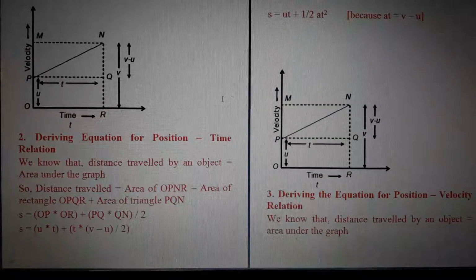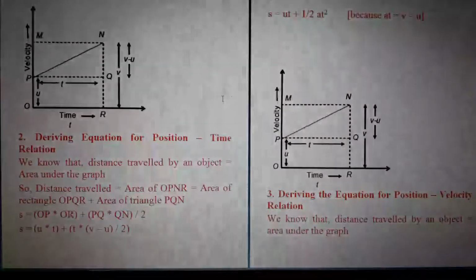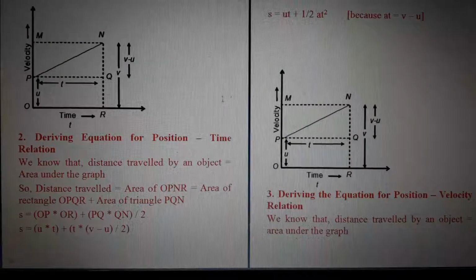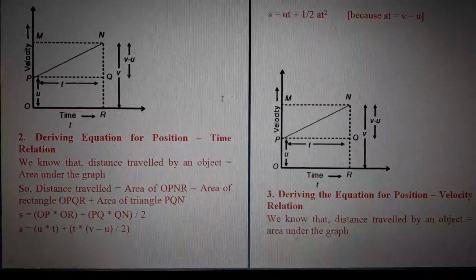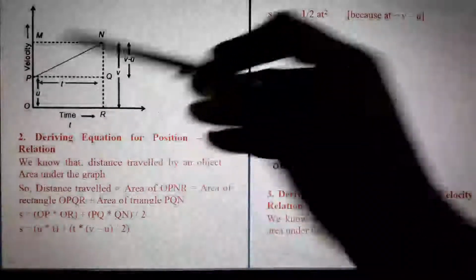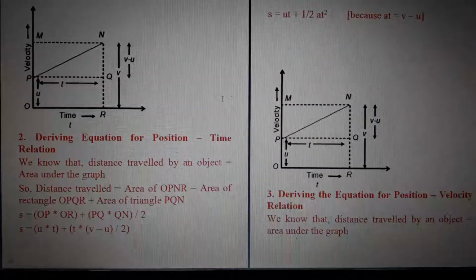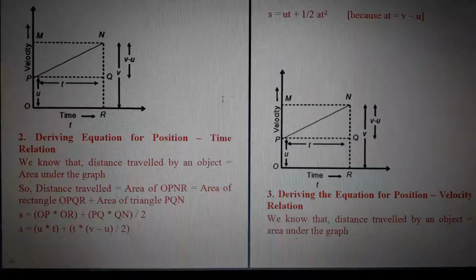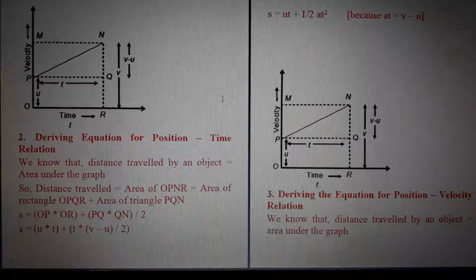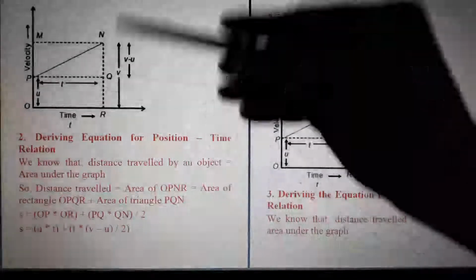What is the area of a rectangle? Yes, length into breadth. Is it simple or not? Here what is length? Yes, OR is the length and OP is the breadth. Just multiply them, we will get the area of the rectangle. And next, how to find out the area of a triangle? PQN is the triangle.